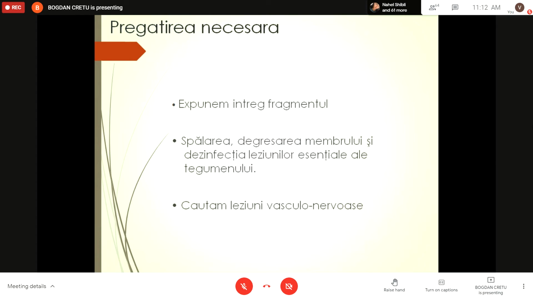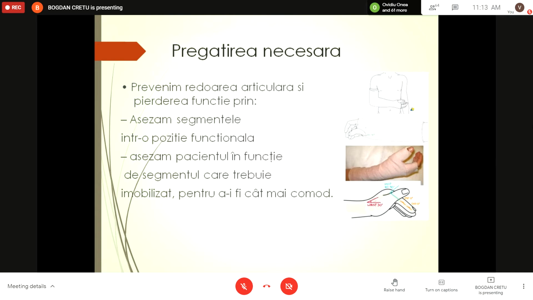The preparation, we need to expose the whole limb. We have to wash the limb before applying the immobilization, and we always look for vascular nervous lesions. We have to prevent articular stiffness and loss of function by putting, for example, the wrist in a functional position.